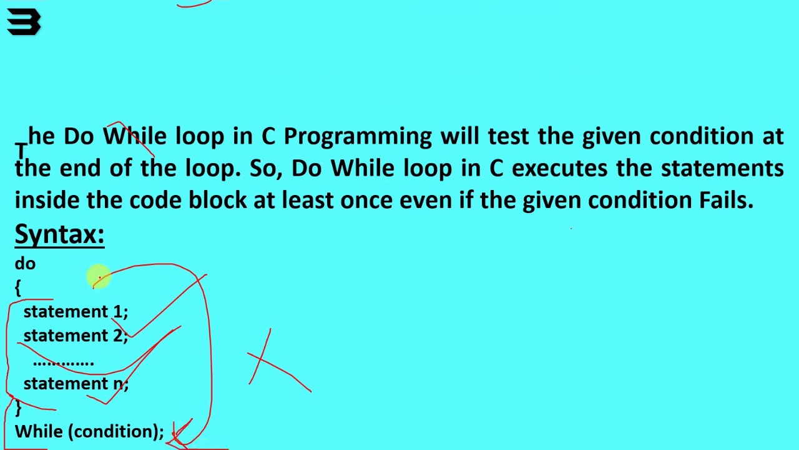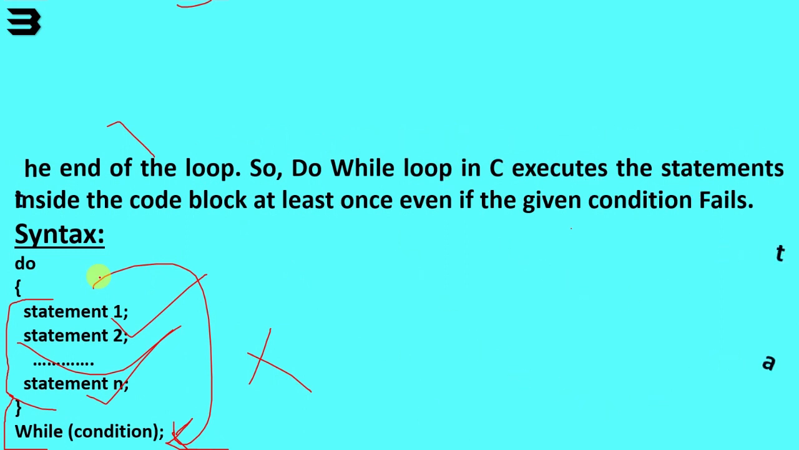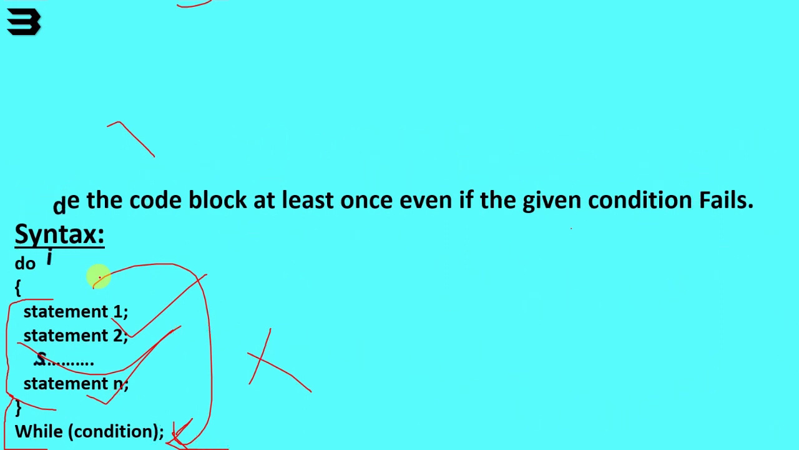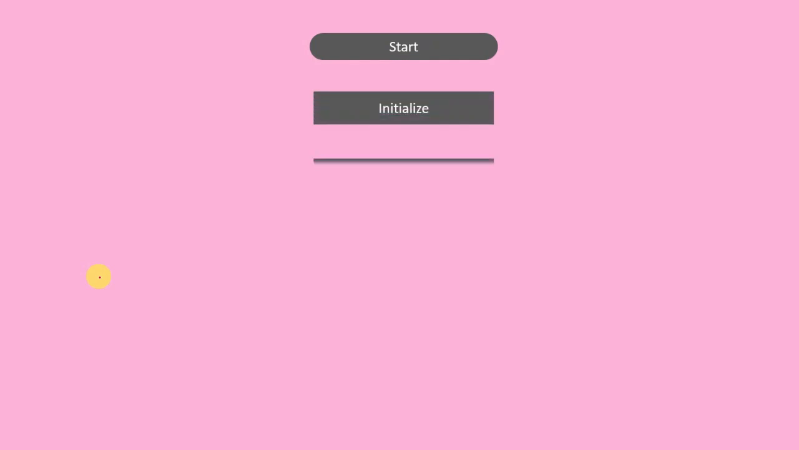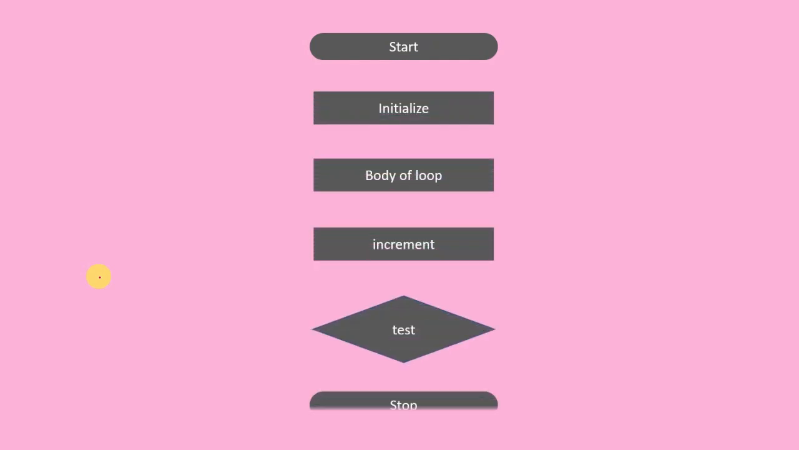Let me show you the flowchart for this do while loop, and after this I will write a program for you all in Visual Studio Code. So here is the flowchart for the do while loop showing on my display. The program starts from here, then it initializes the value, then it goes to the body of the loop.